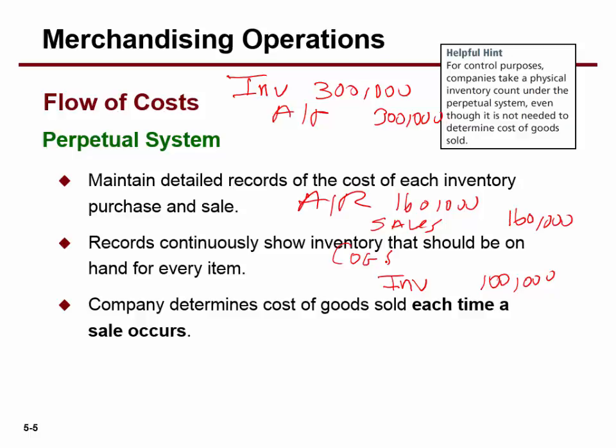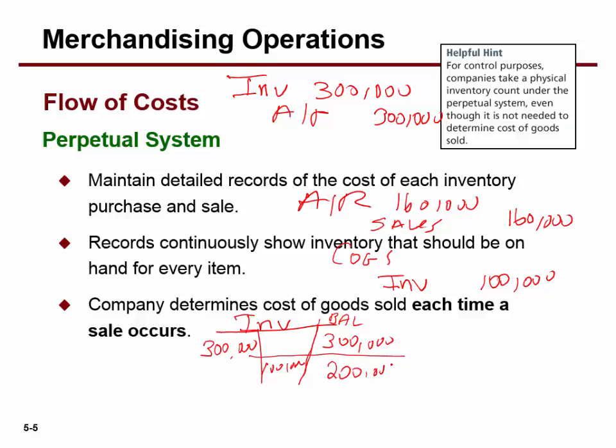What is the balance in my inventory account? What's the balance in the inventory account? I bought the inventory, so I would have debited it for how much? 300,000. Good. So that gave it a balance of 300,000. And then what? I just sold 100,000 of it. So this is a credit of 100,000. So what's the balance here?